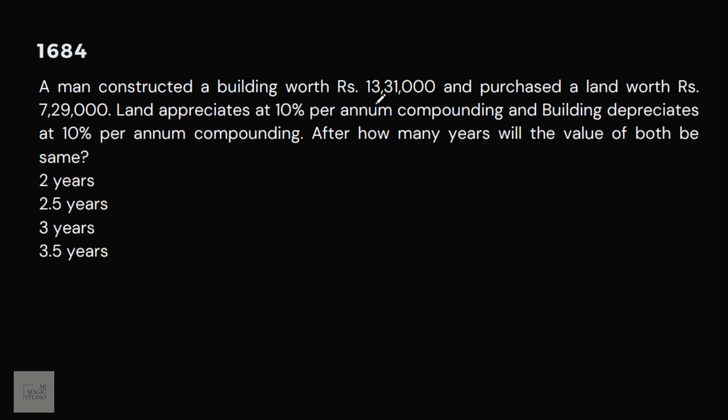A man constructed a building worth 13,31,000 and purchased a land worth 7,29,000. Land appreciated 10% per annum, compounding, and building depreciates at 10% per annum compounding. After how many years will the value of both be same? That means 13,31,000 into 1.1 to the power n equals 7,29,000. Okay, land appreciates at 10%, building depreciates.